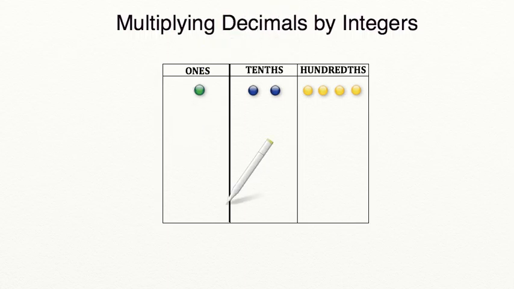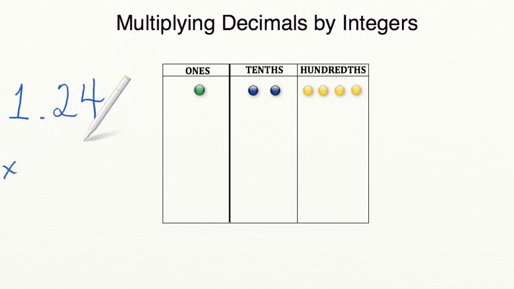We're going to use the chart that you can see on the screen. Now, as you can see, we have 1 whole represented on this chart, 2 tenths, and 4 hundredths. So let's go ahead and write this in our equation. We have 1 whole, and past our decimal in our tenths, we have 2 tenths and 4 hundredths. We are going to be multiplying this by 4 wholes.